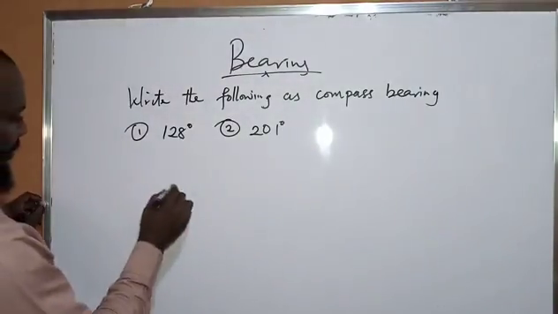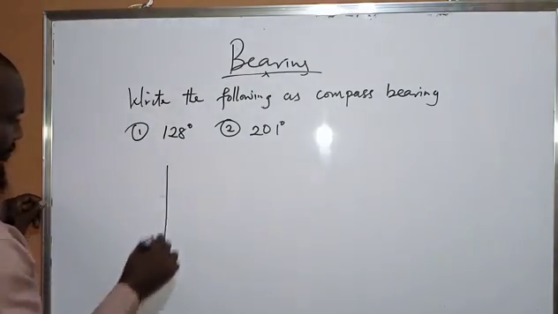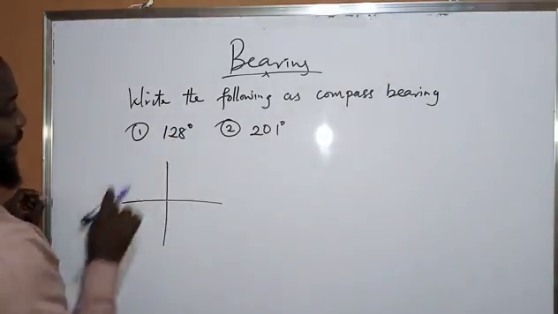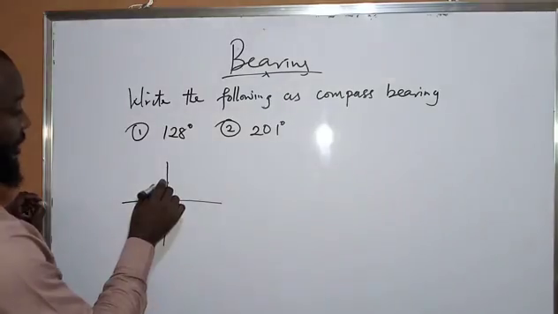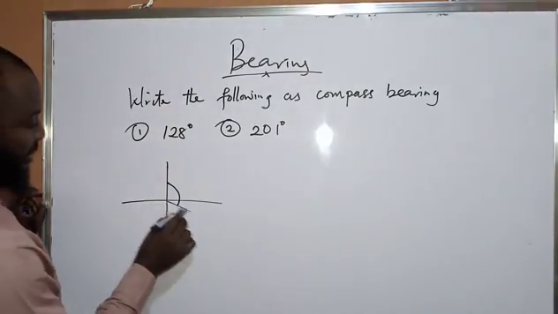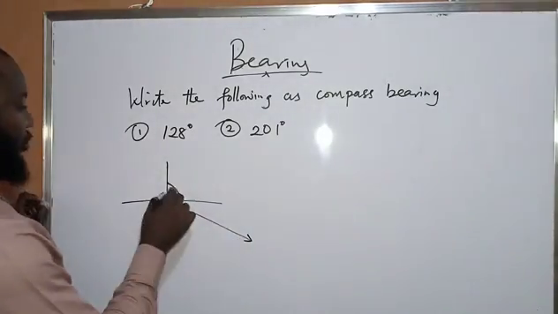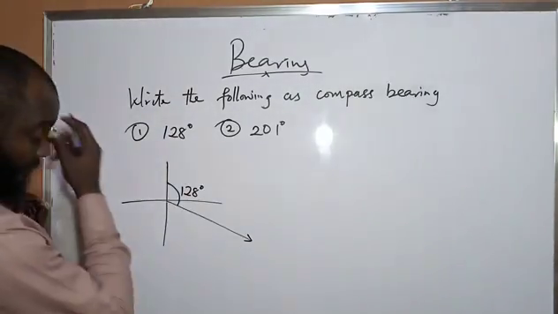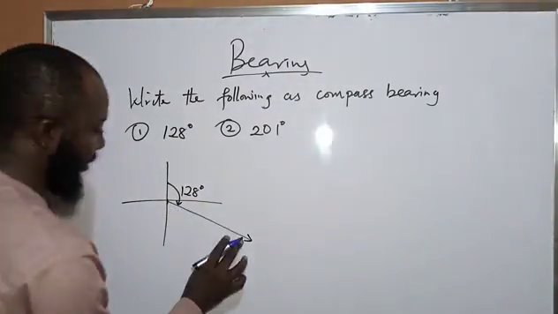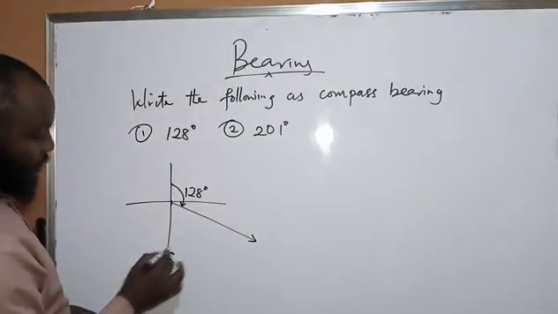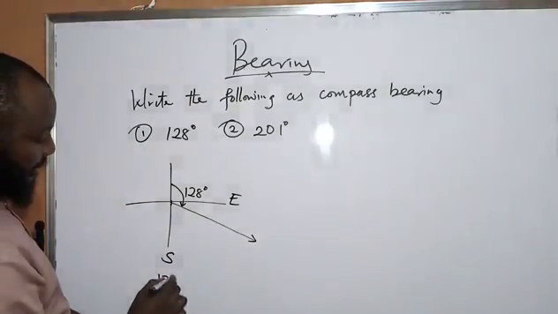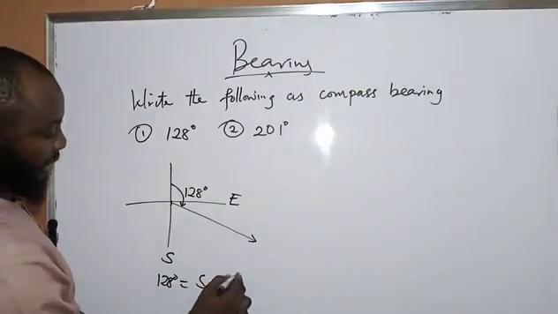So let's sketch this. The first one, we have this. We start from the north. Don't forget, when you are sketching 3-digit bearing, you start from the north and move clockwise. This is 90. Let's say this is 128. We write it, so this is 128 degrees. But this arrow line falls between south and east, which means our answer 128 degrees will be south east.